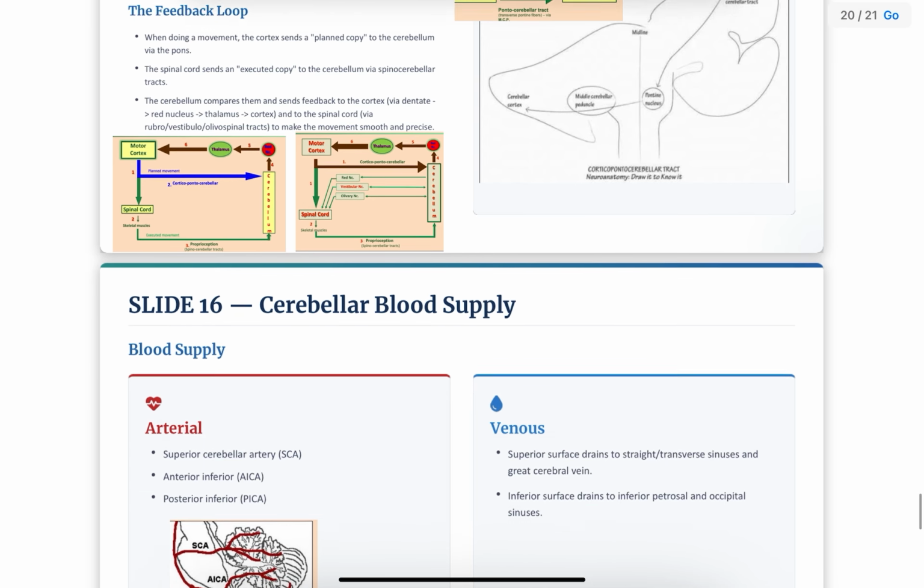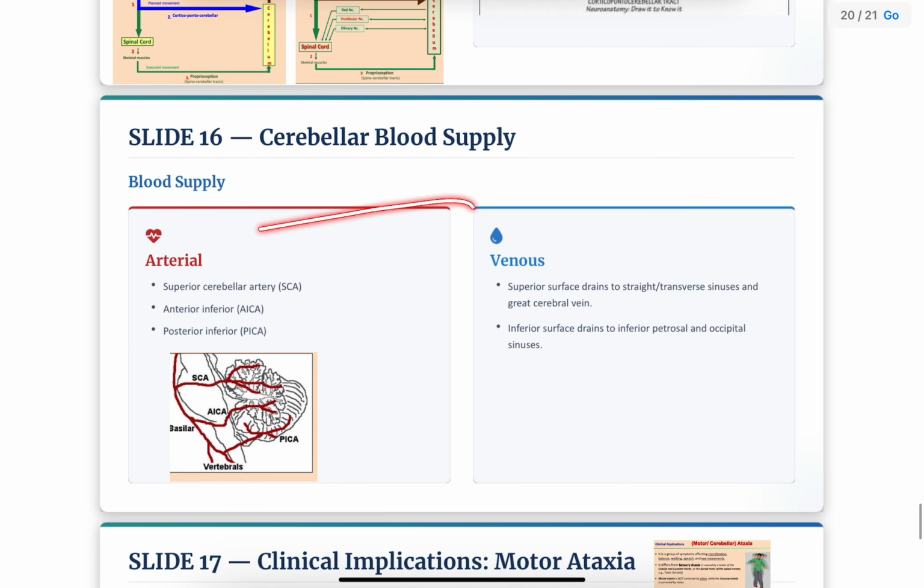Okay, so now let's quickly cover the blood supply of the cerebellum. It's very important to know that there are three main arterial supplies: the superior cerebellar artery, the anterior inferior cerebellar artery, and the posterior inferior cerebellar artery. So the SCA, the AICA, and the PICA. Now, the three arteries to remember are these.